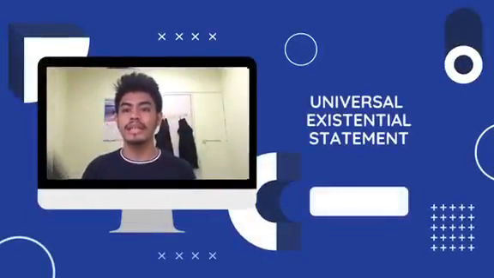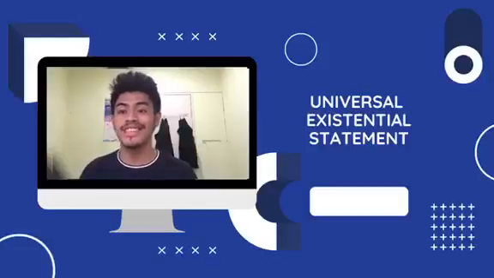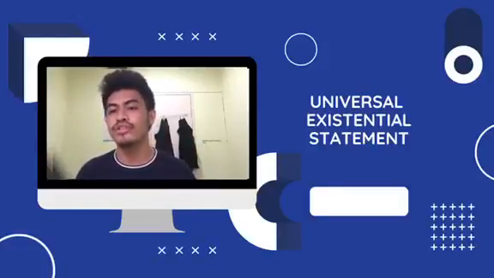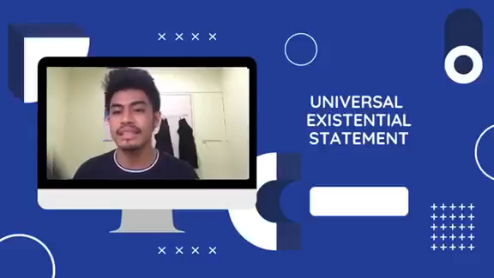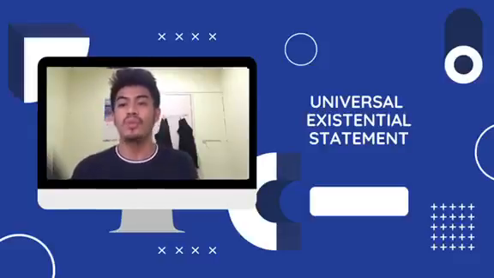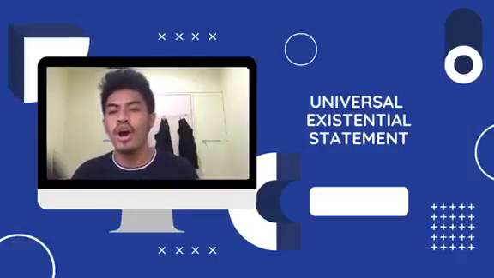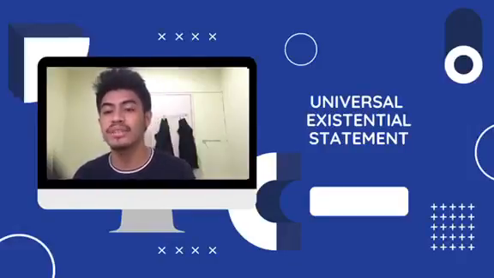The next one is the universal existential statement. The first part of this statement uses the universal quantifiers like every, all, and each, while the second part states the existence of something which satisfies the existential statement. For example, all integers have a positive square.